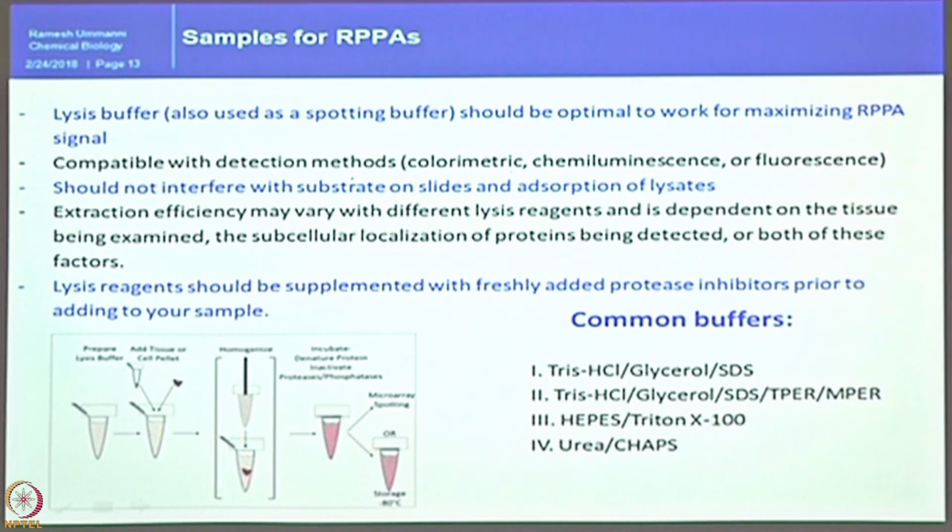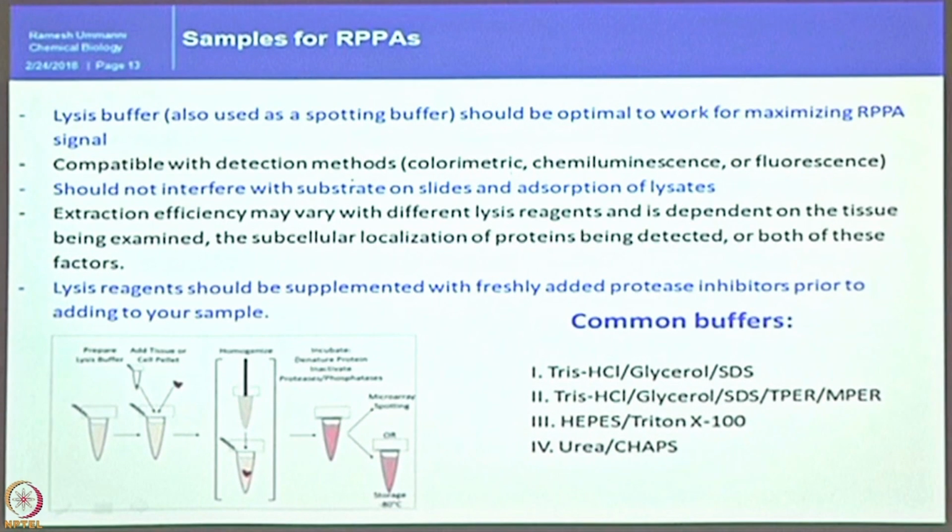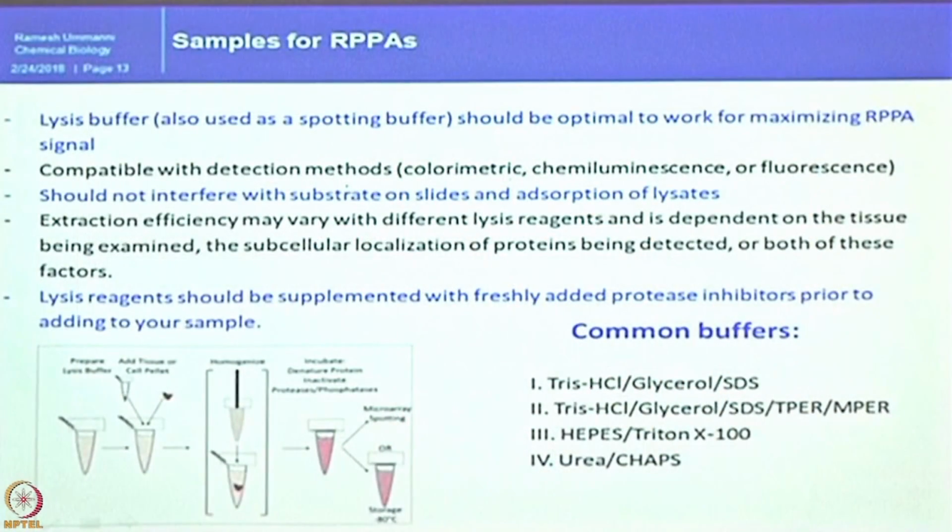This critical point basically highlights what kind of buffer can be chosen. Not all proteins in all samples can be solubilized by a single buffer. This is a major limitation in the array approach. So, the lysis buffer should be optimal to maximize the RPPA signal. It should not interfere with the visualization of signals using any labeling system you follow, either secondary antibodies like IR labeling, HRP label or alkaline phosphatase label, or directly Cy3 or Cy5 label. And it should be compatible with detection methods like colorimetric, immunoluminescence and fluorescence methods. It should not interfere with the substrate on solids and absorption of lysates.